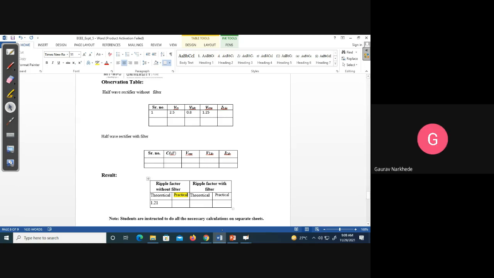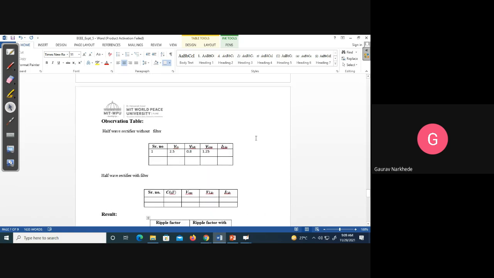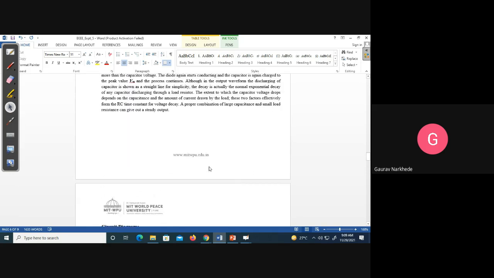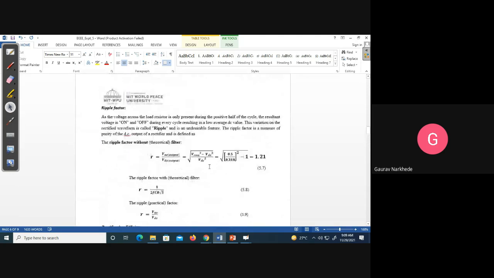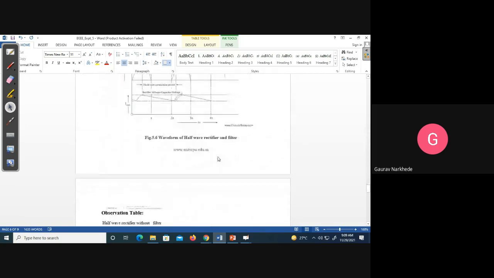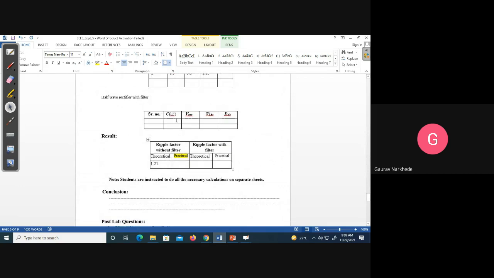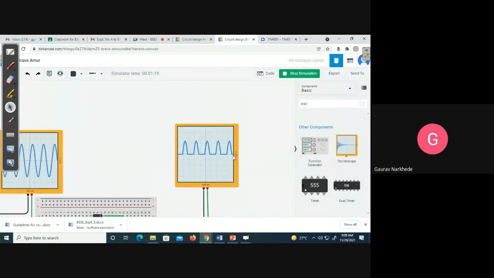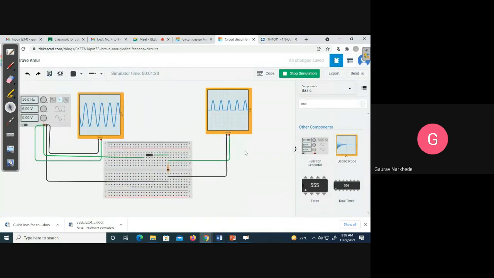Now, what is the thing, you know? Now we need to attach a capacitor filter, right? So now we need to see the observation table. The next part is we need to find all the values with the capacitor filter. Before that, I will go to the circuit, and now I will minimize this. Now let us have a multimeter.